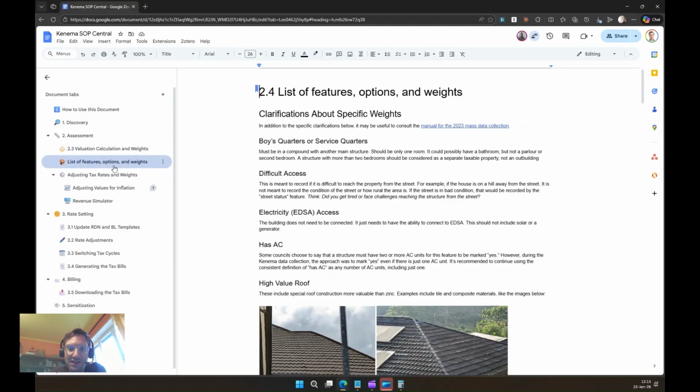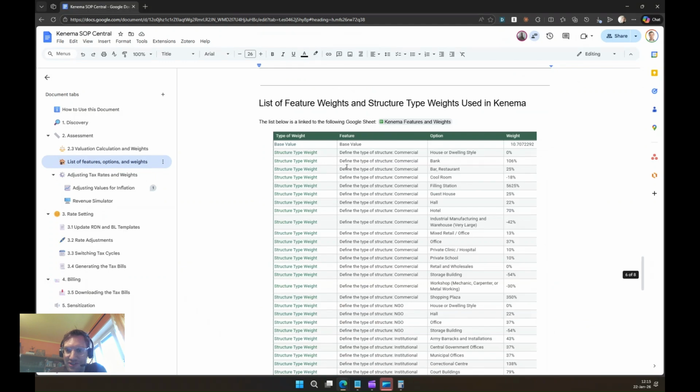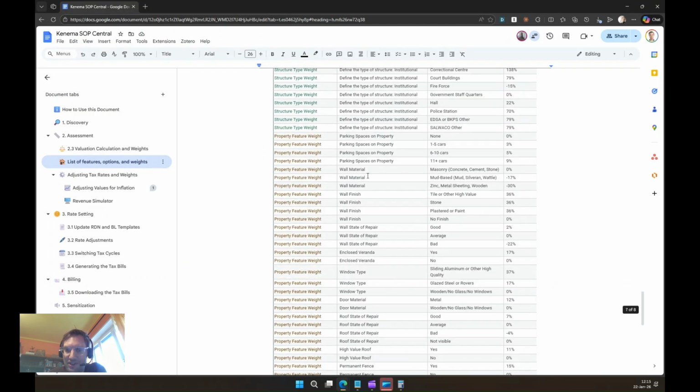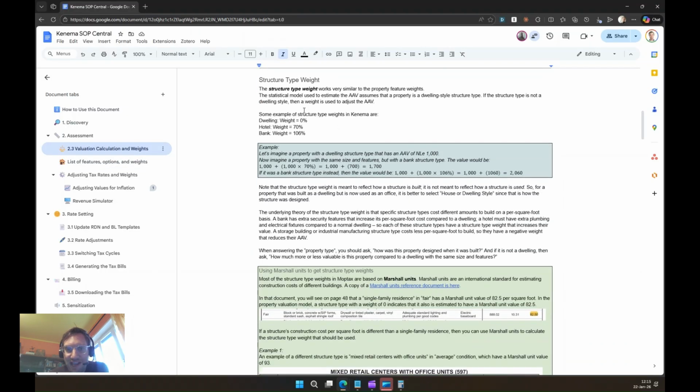In Kenema, we're used to a pretty big list of features. The wall material, the wall finish, the wall state of repair, the window type, and these are similar. Each council is slightly different, but has a generally similar set of features. And then we have the structure type weight. The structure type weight works very similar to how the property feature weights work.